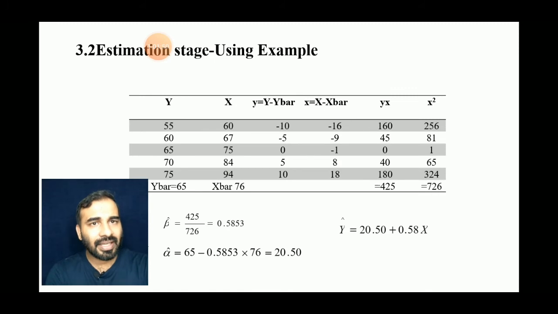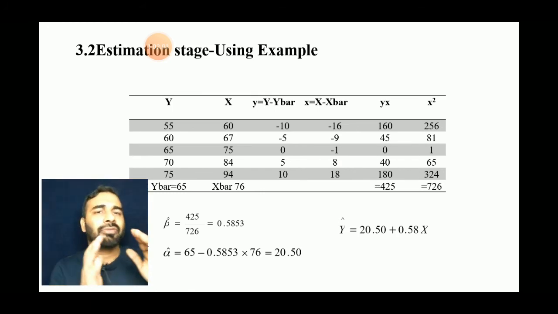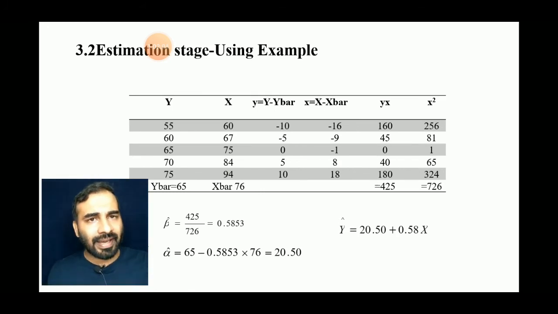Okay, it means that y is consumption, average consumption is 65, average income is 76. Then you have to find out the deviated y and deviated x, or small y and small x. Small y and small x mean nothing but the deviation from the average. Okay, y minus y bar. Look at minus 10. Y bar is 65, actual y is 55. 55 minus 65 is equal to minus 10.